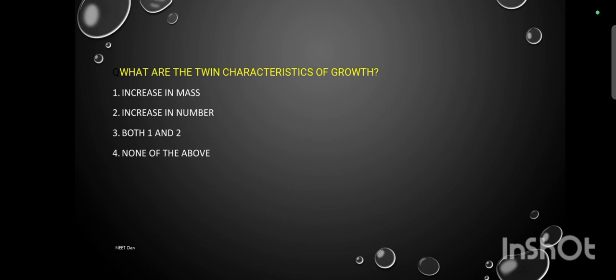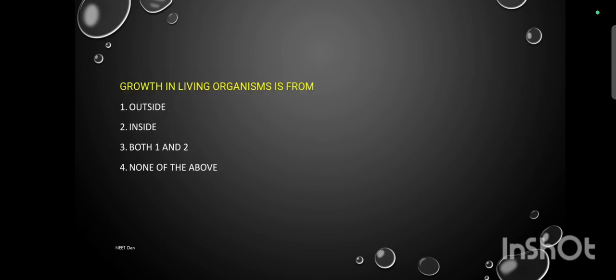Question: what are the twin characteristics of growth? Option 1. Increase in mass. Option 2. Increase in number. Option 3. Both 1 and 2. Option 4. None of the above. So the answer here is both 1 and 2. Question: growth in living organisms is from 1. Outside, 2. Inside, 3. Both 1 and 2, and 4. None of the above. So it is answer 2, from inside.